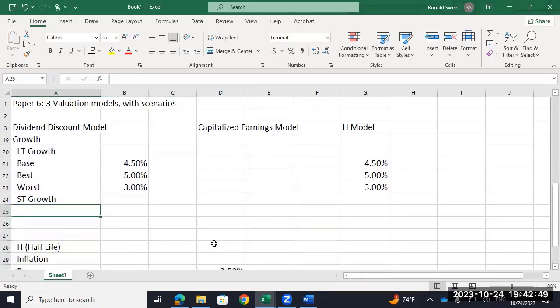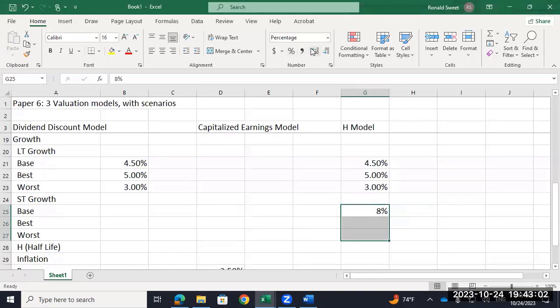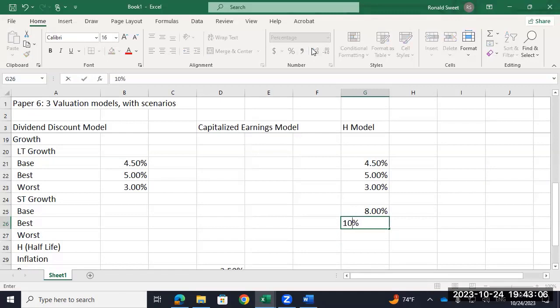And then short-term growth, same thing. So for Walmart, I have no idea. Let me just say 8%. Best case, maybe 10%. Worst case, maybe 1%. So I'm going to get pretty wild on this because 8% is still coming out of COVID.